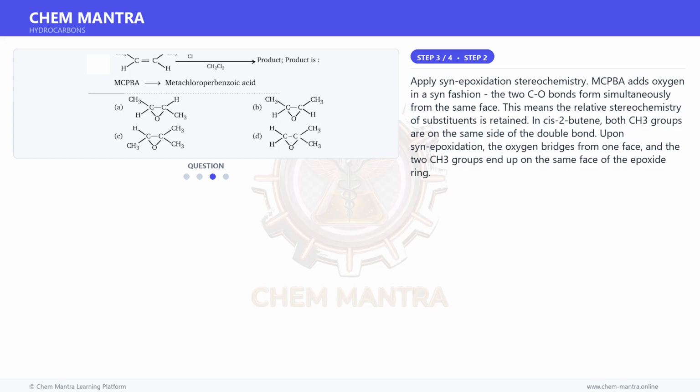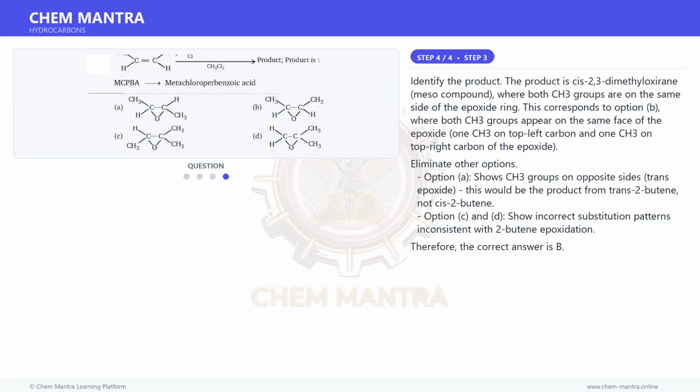Apply syn epoxidation stereochemistry. mCPBA adds oxygen in a syn fashion. The two C-O bonds form simultaneously from the same face. This means the relative stereochemistry of substituents is retained. In cis-2-butene, both CH3 groups are on the same side of the double bond. Upon syn epoxidation, the oxygen bridges from one face, and the two CH3 groups end up on the same face of the epoxide ring. And for the final step, identify the product.